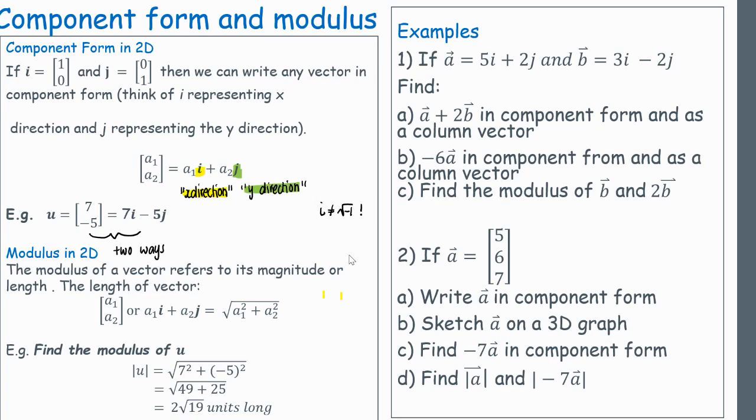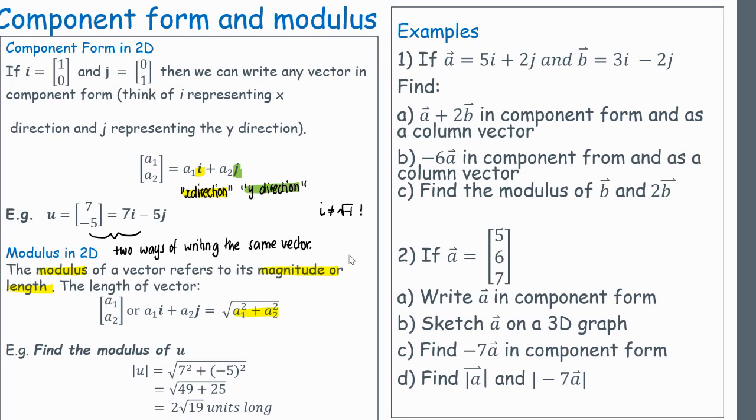So if we have vector u, and that's equal to the column vector 7, minus 5, we can write this as 7i minus 5j, because that would be 7 times the vector 1, 0, minus 5 times the vector 0, 1. So you have 7 units in the x direction and minus 5 units in the y direction. They're just two different ways of writing the vector u.